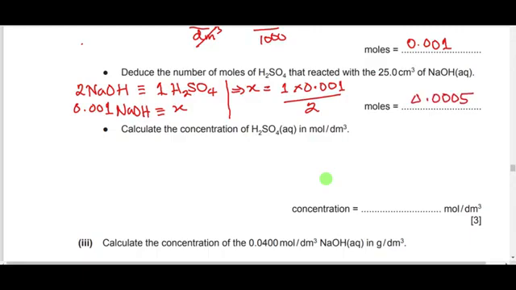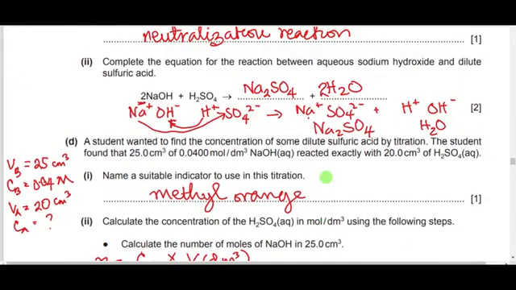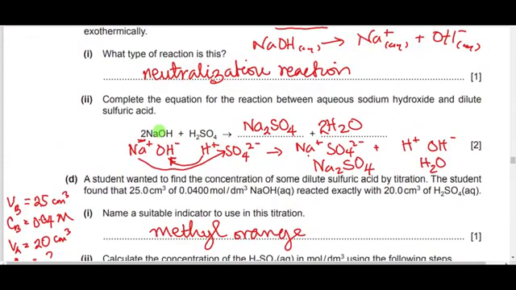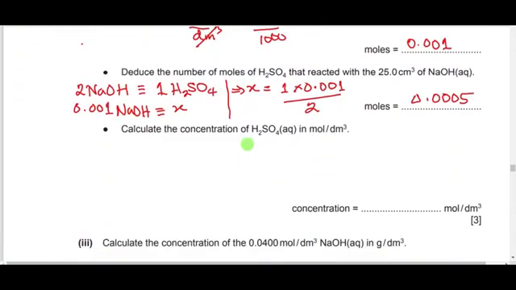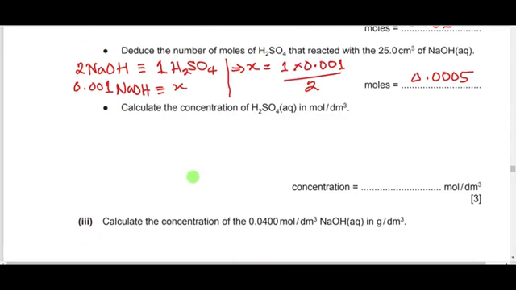This means that for every 2 moles of sodium hydroxide that reacts, 1 mole of H2SO4 will be used up, right? That's what the stoichiometry, the mole ratio, says. So if 0.001 mole of sodium hydroxide reacted, then half of that amount of H2SO4 will be used up, which is 0.0005 mole. Fine.